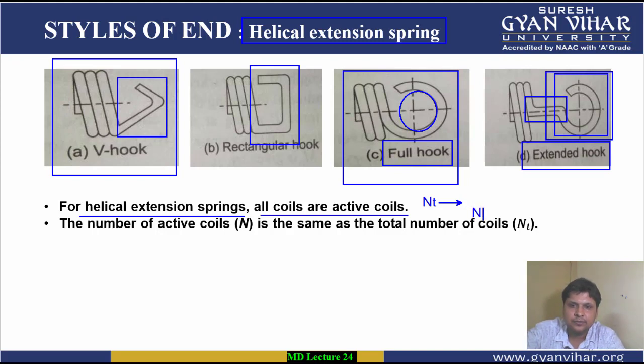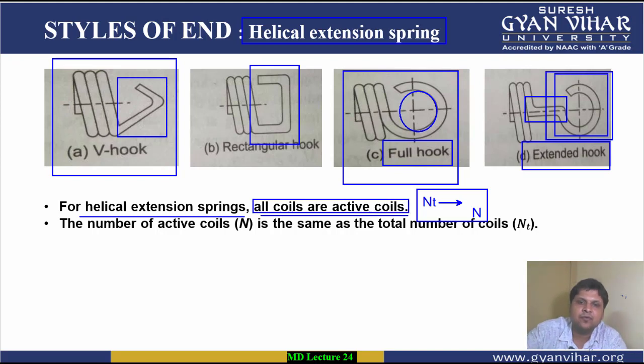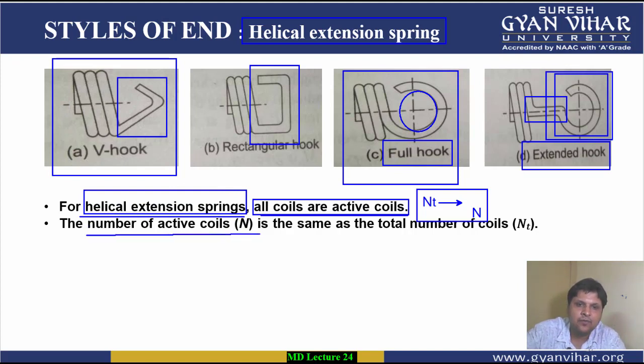All right. Why? Because all the coils here aid in bearing the tensile load. Therefore all coils are active coils in the case of a helical extension spring. Then here we can take active number of coils, N is equal to NT, total number of coils.